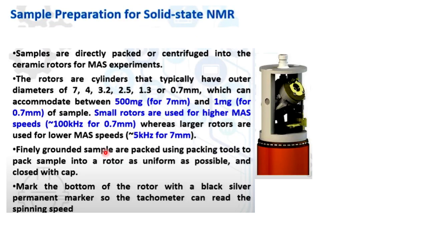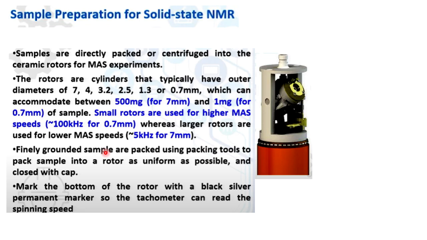Here this is the sample holder. You need a powder sample packed in a specific dimension tube, a ceramic tube or ceramic rotor, for the MAS experiment. What is MAS? MAS is magic angle spinning. The rotors are cylindrical, with different diameters: 7, 4, 3.2, 2.5, 1.3, and 0.7 millimeter, which can accommodate between 500 mg and 1 mg.